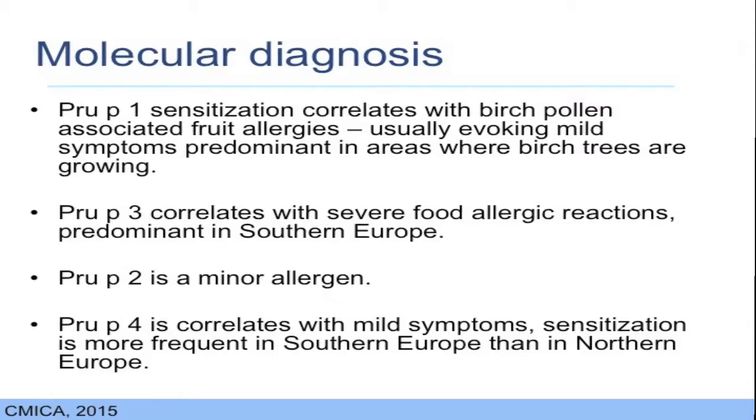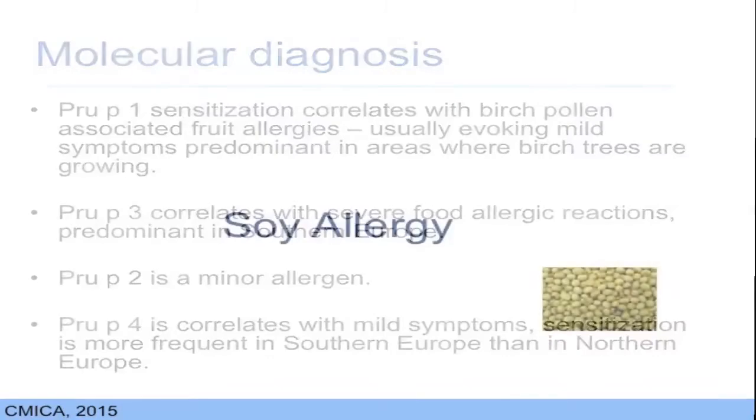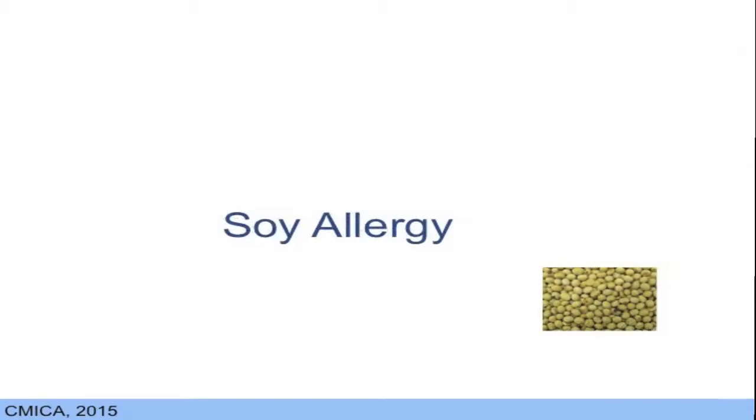And then Pru p 2 is rather a minor allergen, whereas Pru p 4, the profilin, again correlates rather with mild symptoms. And in this case, the sensitization is more frequent in Southern Europe as compared to Northern Europe. And this is maybe linked with grass pollen profilin sensitization. So, another example, soy allergy.